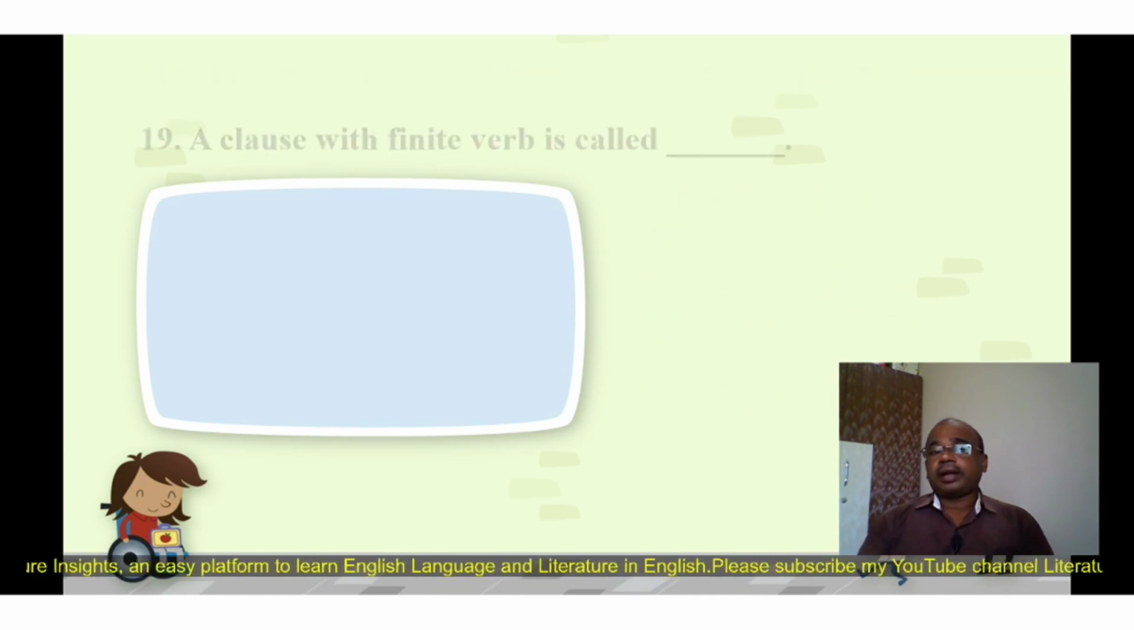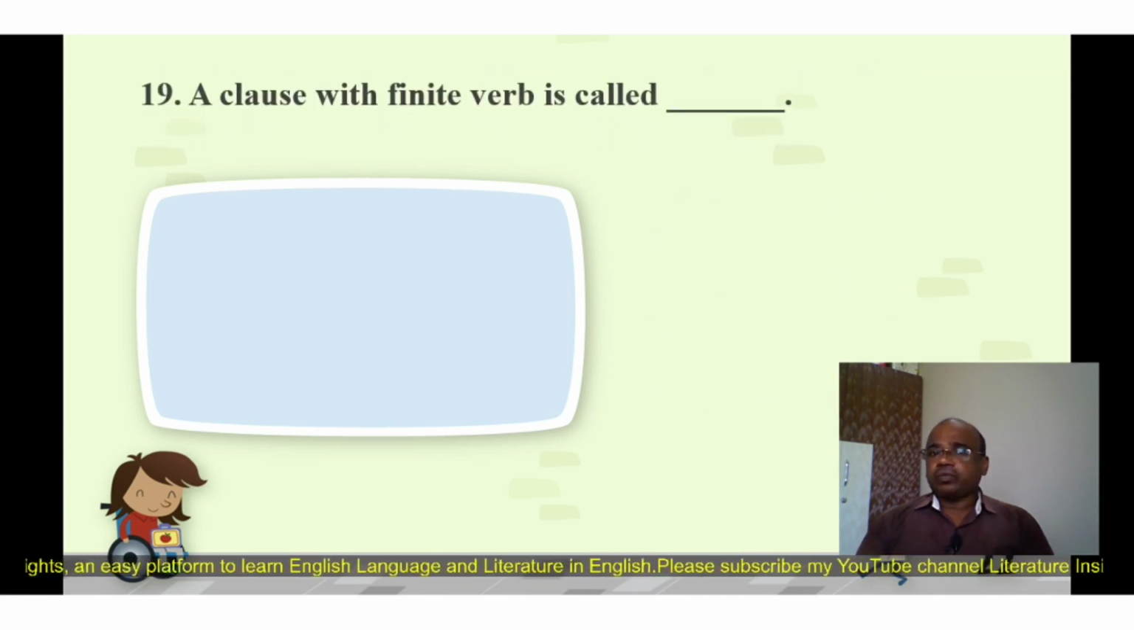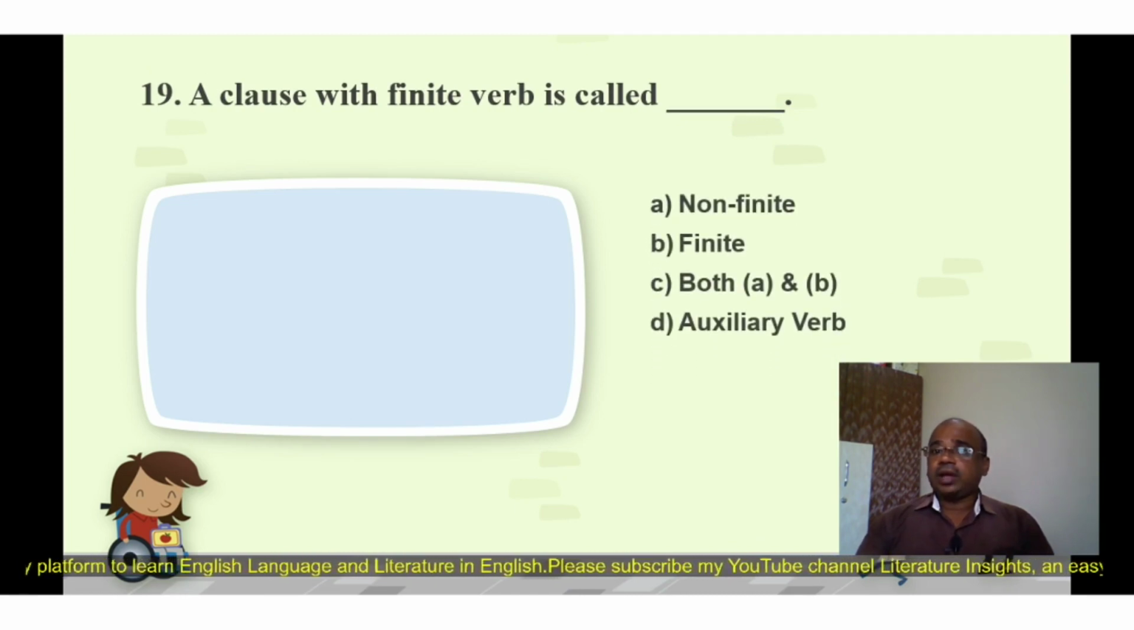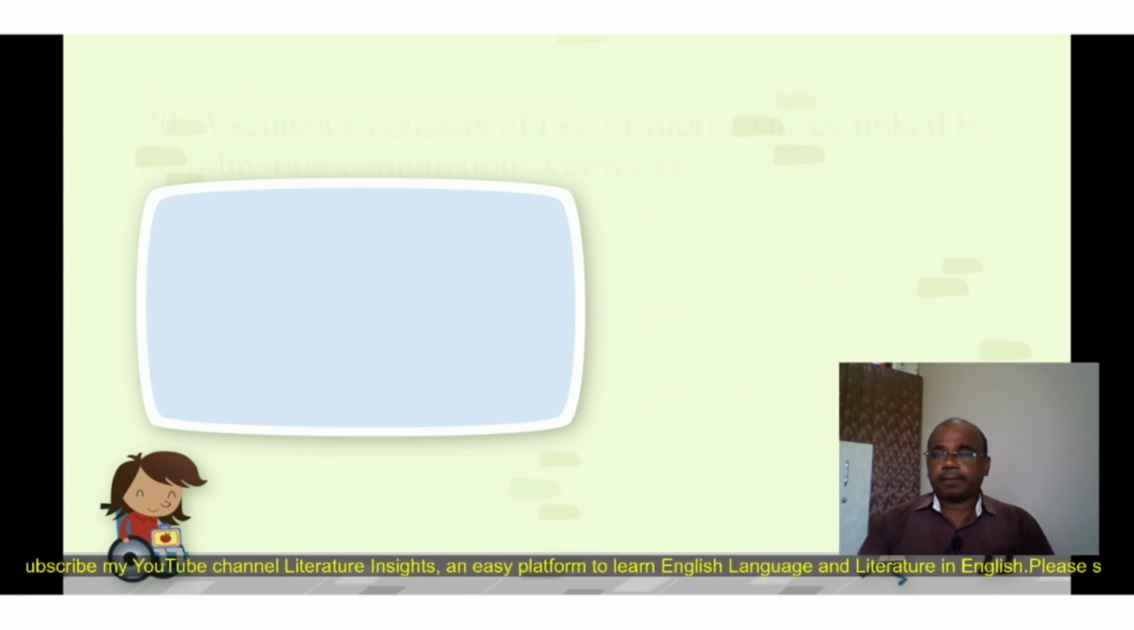Question number 19. A clause with finite verb is called. Here four options. A, non-finite. B, finite. C, both A and B. D, auxiliary verb. A clause with a finite verb is called finite. So now here the student has to just identify the clause type of the finite verb, and that is a finite verb clause.